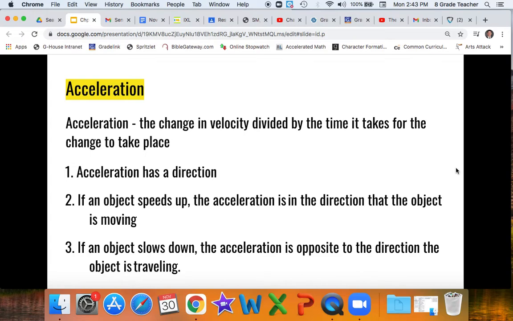Because speed is decreasing in the second example, the direction of the acceleration is opposite to the direction of the motion. Anytime an object slows down, its acceleration is the direct opposite of the direction of its motion.